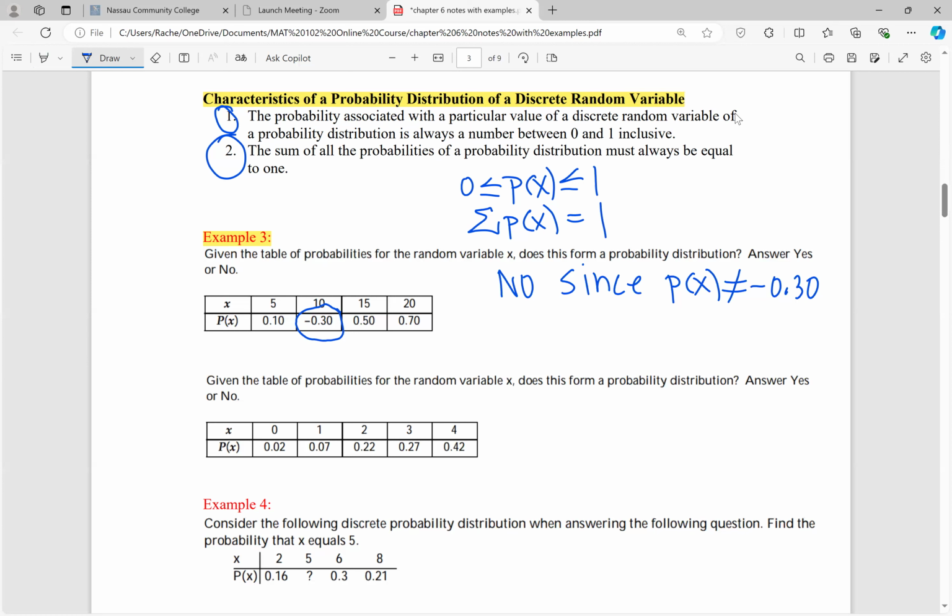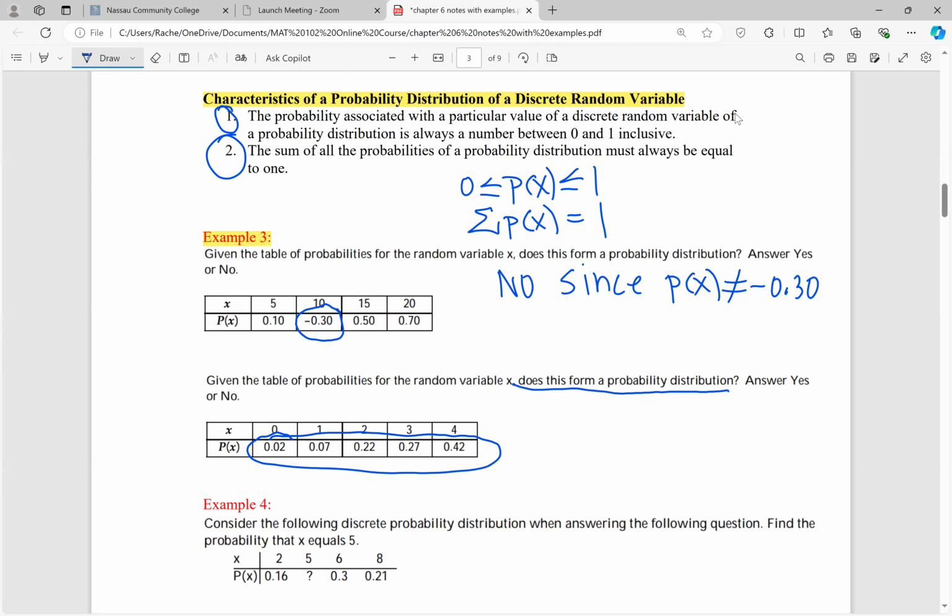So let's look at the second one. Does this example form a probability distribution? Answer yes or no. So let's check. So all these probabilities, they are between 0 and 1 inclusive. I don't have any negative probabilities here. I don't have any probabilities that are bigger than 1. So my first characteristic is satisfied. So P of x is between 0 and 1.